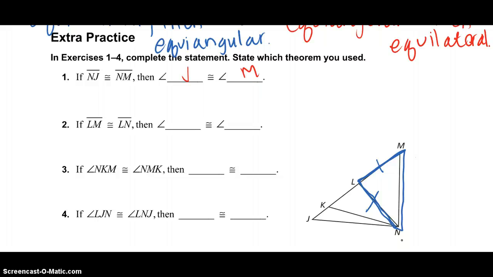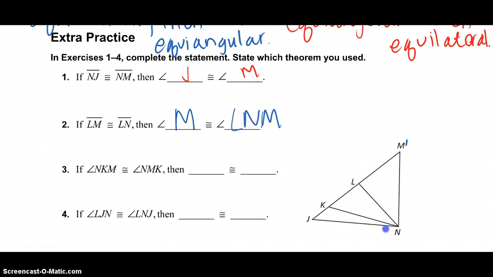So then I look, if those legs are congruent, then the base angle's M, and this part of N is congruent. So I can say angle M is congruent to, I can't call this angle right here N because there's multiple angles coming off of it. So I will call it angle LNM. And why? Same reason as above. If the legs are congruent, then the base angles are congruent.